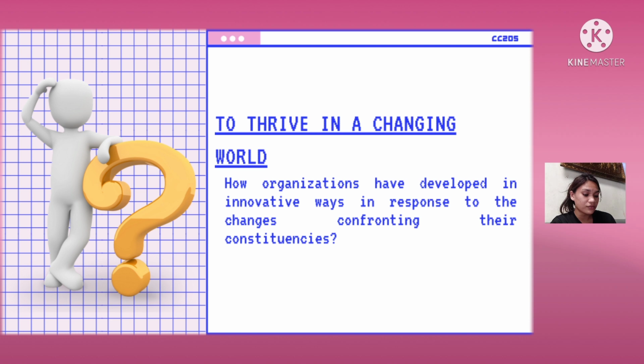Lastly, to thrive in a changing world. How organizations have developed in innovative ways in response to the changes confronting their constituencies. This means that it challenges certain organizations to develop effective ways on how to resolve such issues that are present in our world. The objective is to seek sustainable development that will combat problems affecting our lives.